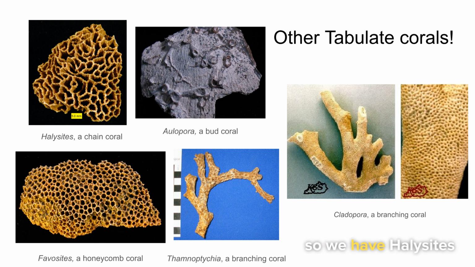So we have Halysites, which is known as a chain coral because it forms interlocking walls. They look like chains, right? We have Alveolites, which is a bud coral. These grow over basically everything. We find them very commonly on brachiopod shells and on top of other corals. We have Favosites, which is a honeycomb coral. They form huge, dense mounds. And then Thamnopora and Cladopora are both branching corals, which again look very similar to our modern corals, but again, weirdly enough, are completely unrelated.